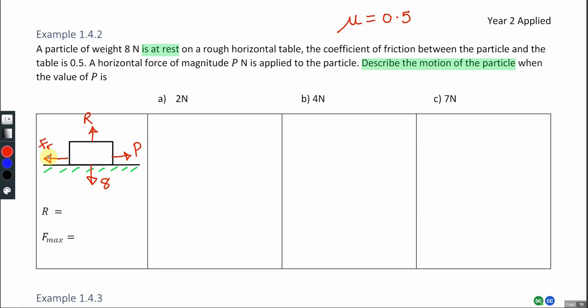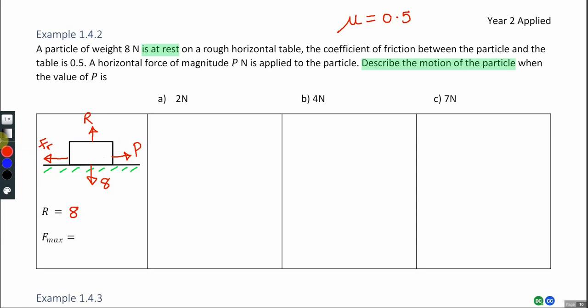Now let's have a look vertically. There is no acceleration vertically, and there never will be. If any acceleration happens, it will be moving sideways. So R and 8 are always going to be balanced. So in this situation, R will always equal 8. Please don't jump to the conclusion that the normal reaction force always equals the weight of the object. It certainly does not. But in this situation, in this diagram, R and the weight will be equal.